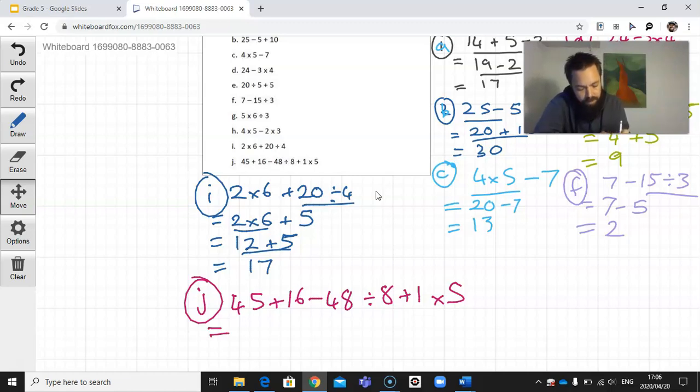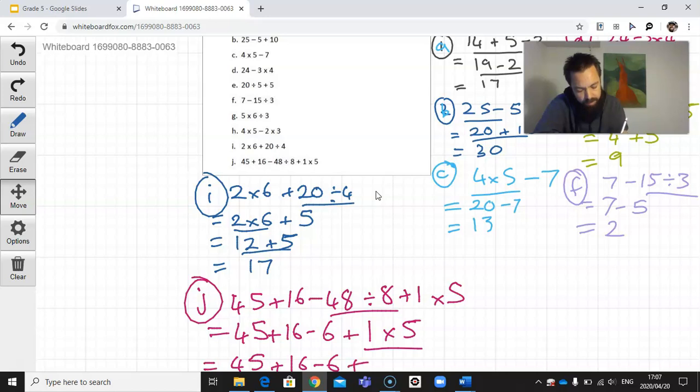So we're going to start with division. I'm going to leave everything else unchanged and only do the division. 48 divided by 8 is 6. That's why your times tables are so important. Plus 1 times 5, I didn't change that. Next, I'm going to do the 1 times 5. So 45 plus 16 minus 6. 1 times 5 is 5.